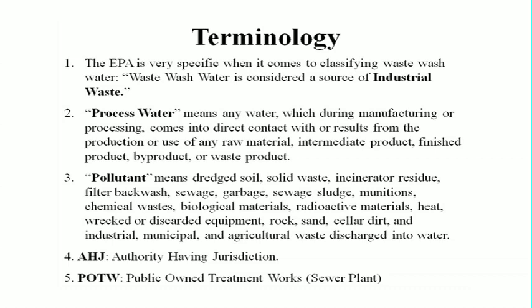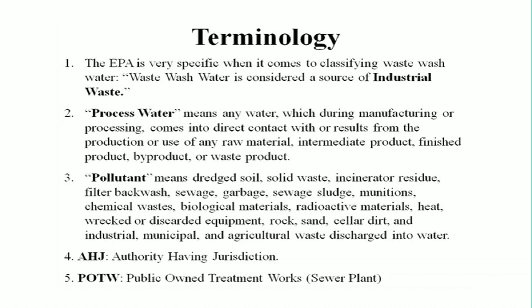The EPA is very specific when it comes to classifying wastewater. Wastewater is considered a source of an industrial waste. Process water means any water which during manufacturing or processing comes into direct contact with, or results from the production or use of any raw material, intermediate product, finished product, byproduct, and waste products.